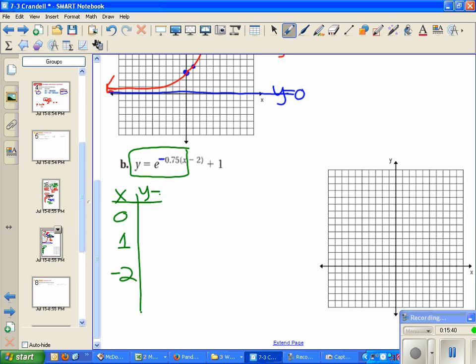So we're just finding y values for e to the -0.75x. So pause it, do that all by your lonesome, and then we'll talk later. Go ahead and pause it. You can do this.